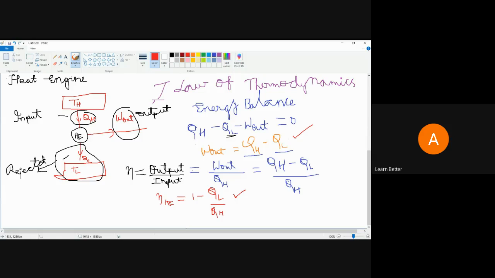As a summary, what you have to know is that a heat engine provides some work output by taking as input the heat from the high temperature reservoir. This is the thing you have to keep in mind, and by this you can remember all these things and apply them.